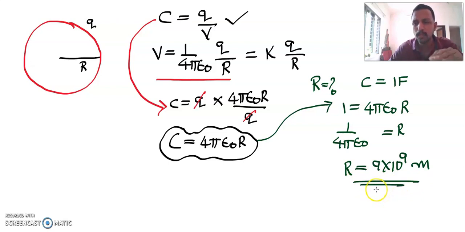Is it a small value or a large value? You could understand, 9 into 10 raised to 9 is a very large value. Therefore, practically speaking, if you have to make a capacitor with 1 farad, it should have an enormously large size, that is, a very large radius. Clear? Now we know the basic formula for capacitance is C is equal to Q by V, and if it is a spherical isolated charged conductor, the capacitance formula will be 4 pi epsilon 0 R.